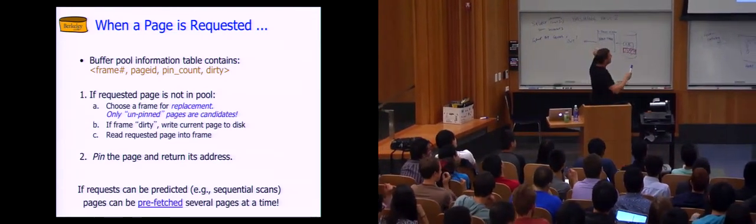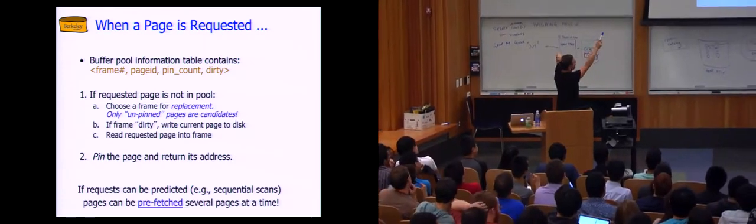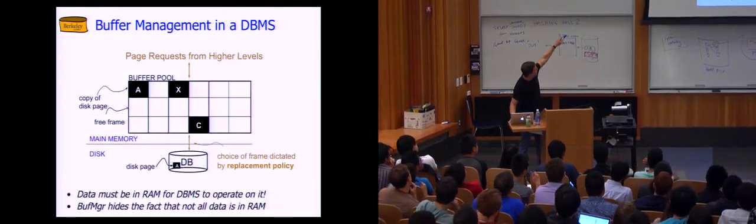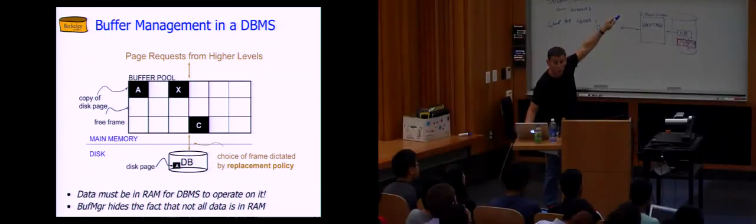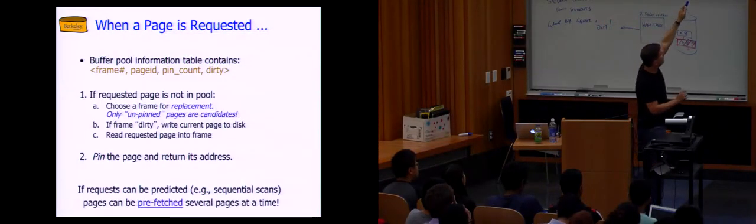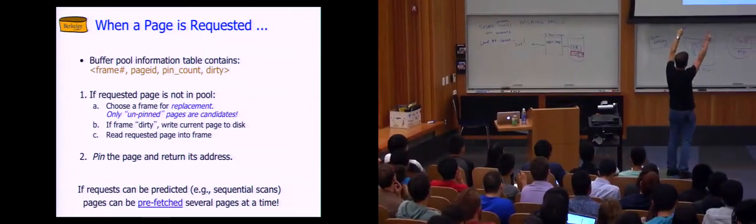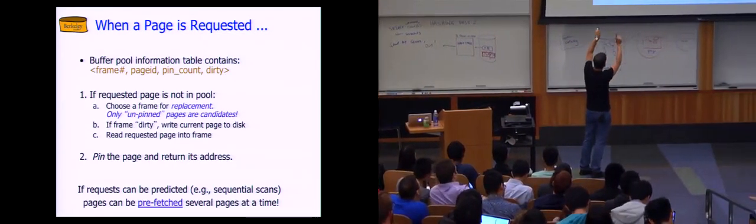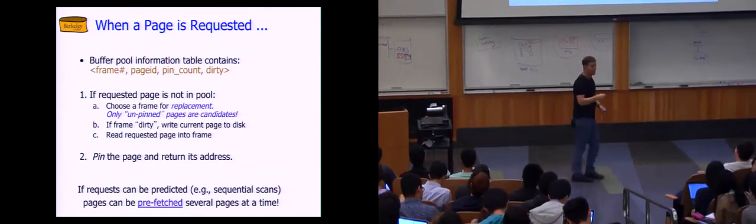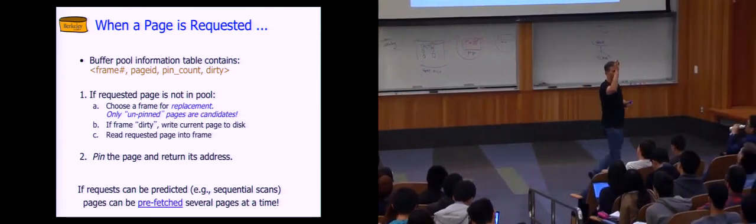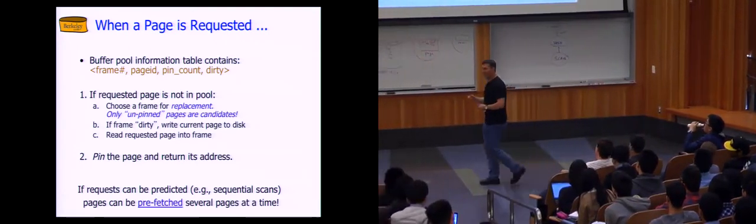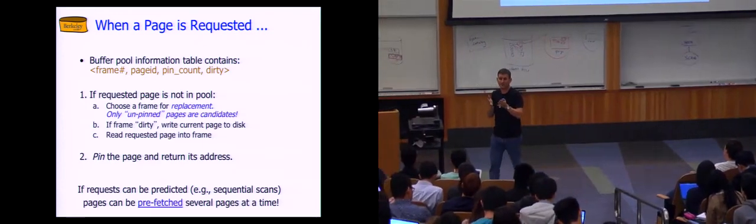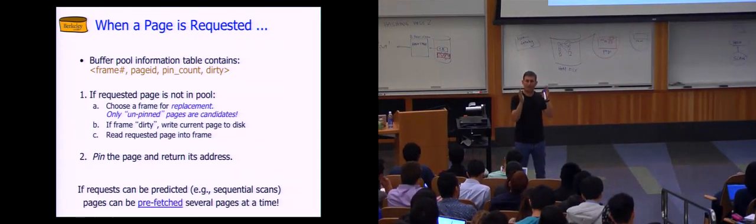This is what I was trying to do. Remember, page A, frame 0, page X, frame 2. So that's what this little buffer pool information table contains: a frame number, page ID association. Currently, what page is in what frame? We're going to have a field called a pin count, which is how many tasks have pinned this page in memory. And then we're going to have a dirty bit, which says, has this page been changed since it was read? That's going to be the contents of this side table of information about the buffer pool. So let's see how this works.